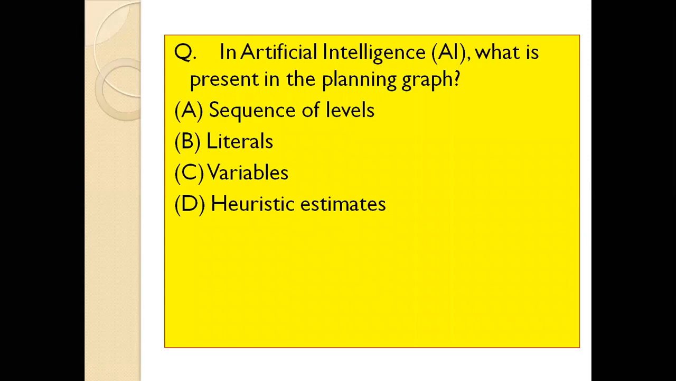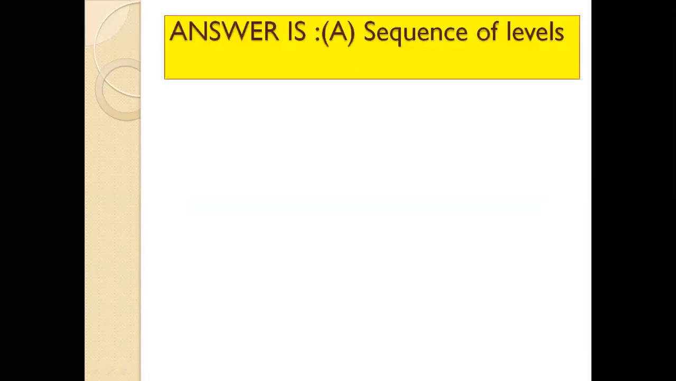What is the question asking? In artificial intelligence, what is present in the planning graph? Now it is very clear to you that planning graph is nothing but a layered graph where some layers or levels are there, with successive layers being connected through edges only. So obviously the answer will be Option A, the best matching option. So our answer is option A.